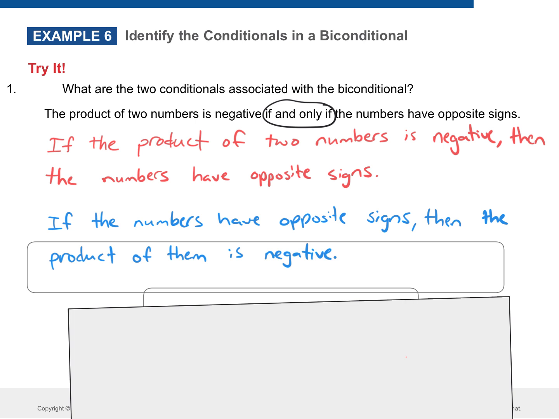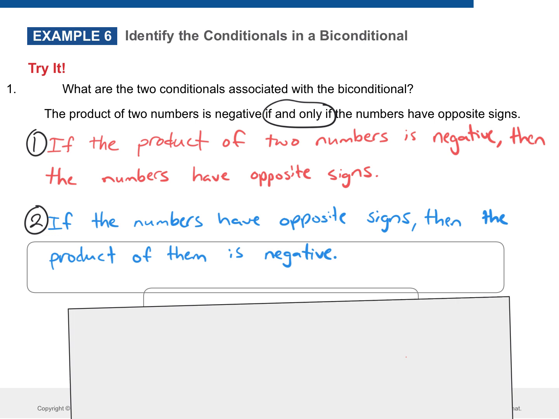Once I have the first one, how can I figure out what the second one is? What are you doing to it? Flipping it, which is what? That's the converse, right? Okay, once you have these 2, you want to find the truth value. Well, with biconditional statements, we need both of these to be true in order to be true. Okay, so let's go through it.